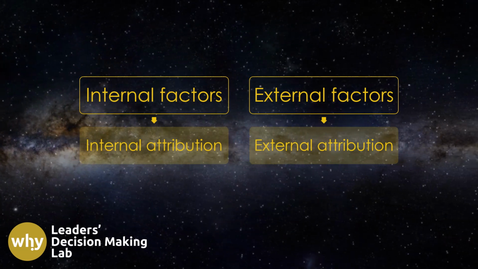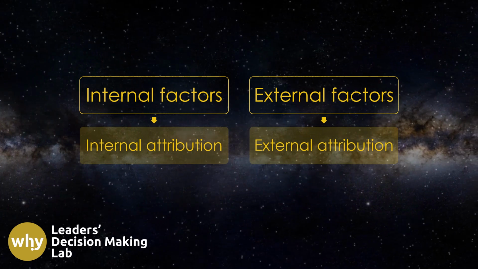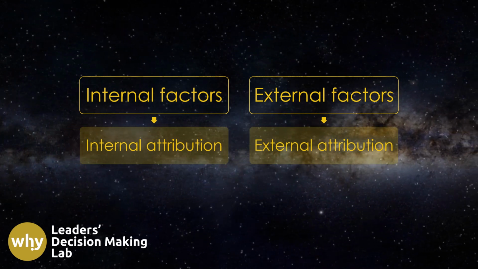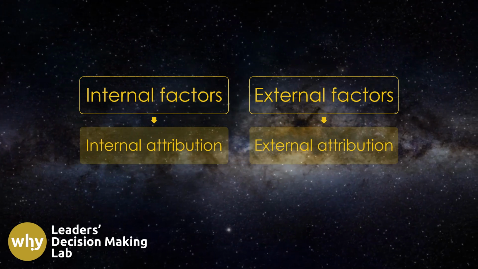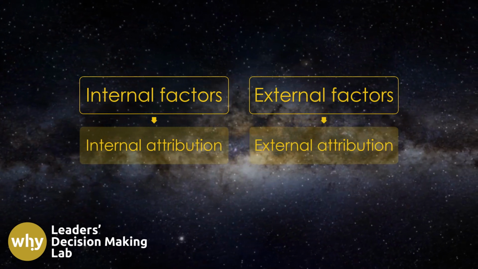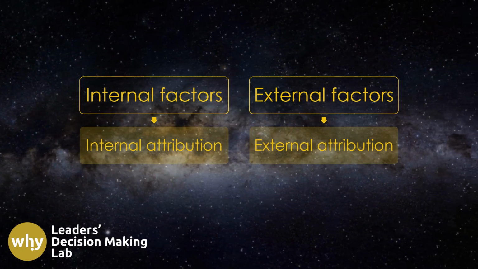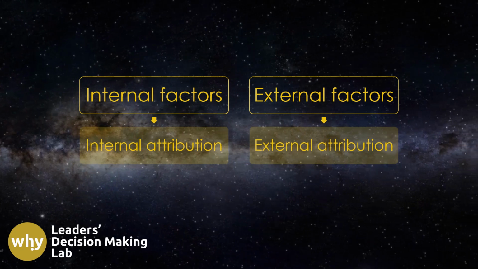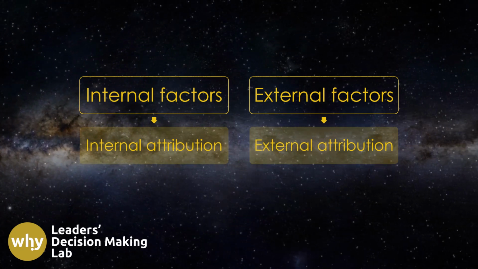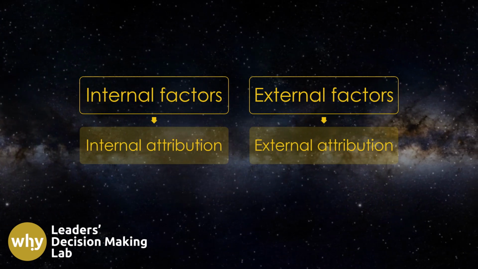For example, if an employee consistently performs poorly on a specific task, lacks distinctiveness in performing well on other tasks, and shows low consensus with other employees who generally perform well on the same task, the leader is likely to make an internal attribution, attributing the poor performance to factors such as lack of abilities or skills.